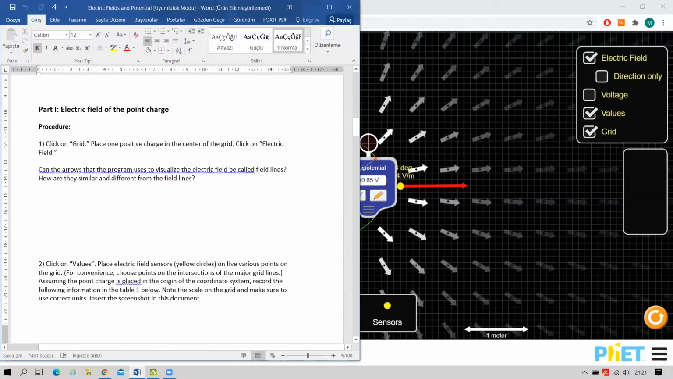First item is clicking on the grid, placing one positive charge in the center of the grid and clicking on electric field. That we've done. After that, you will answer this question. Can the arrows that the program uses to visualize the electric field be called the electric field lines? How are they similar and how are they different from the lines?